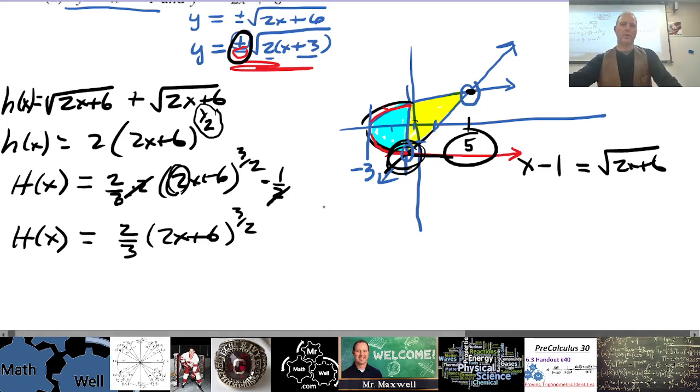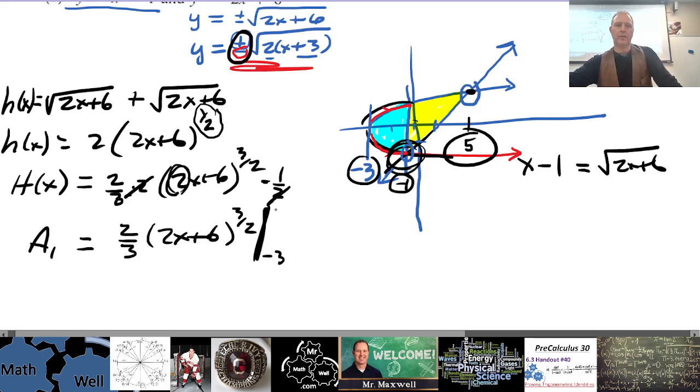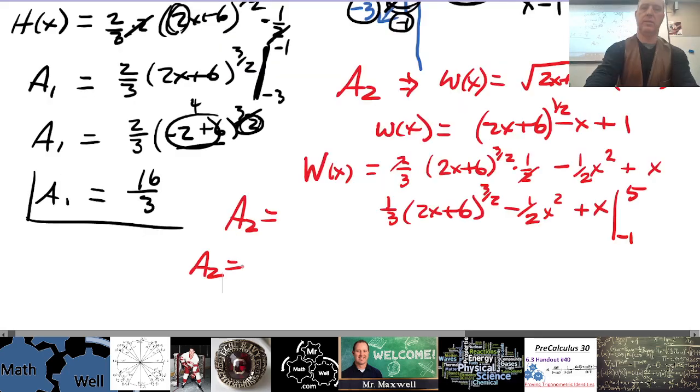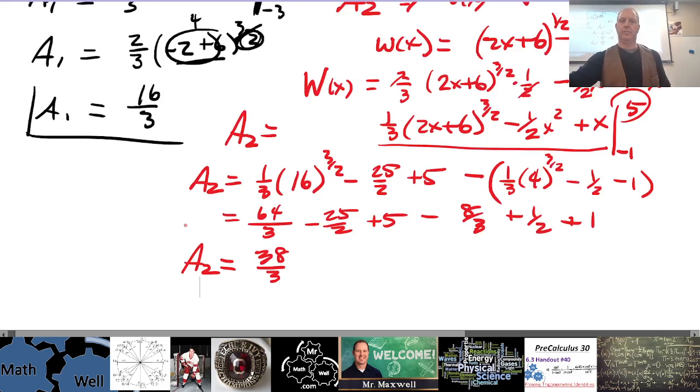So what we want to do here is go from -3 to, what did we say this was, -1 as an x value, right? So we are going to calculate the area here. The area 1 is going to be this evaluated from -3 to -1. Having evaluated that, I get 38/3, and you guys got that too.